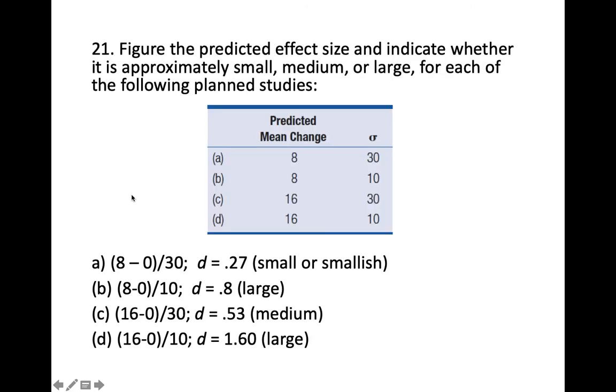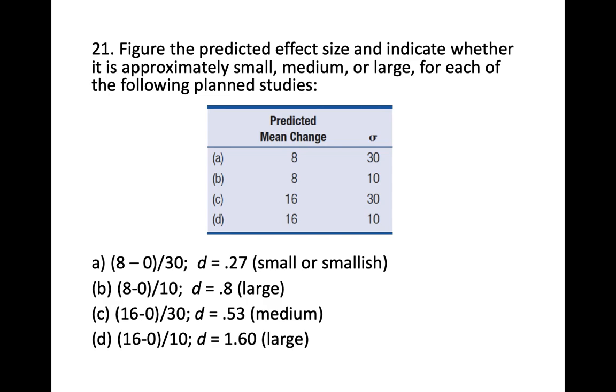All right, so here's our calculation. So with a mean predicted change of 8 and a population standard deviation of 30, we'll just do 8 minus 0 divided by 30, which gives us a D of 0.27, which we can say is small, or I'll just say small-ish, because our convention for smallest is 0.2. So, there is some amount of subjective judgment that's involved in putting a label of small or medium at times. So we'll say this is small or smallish.